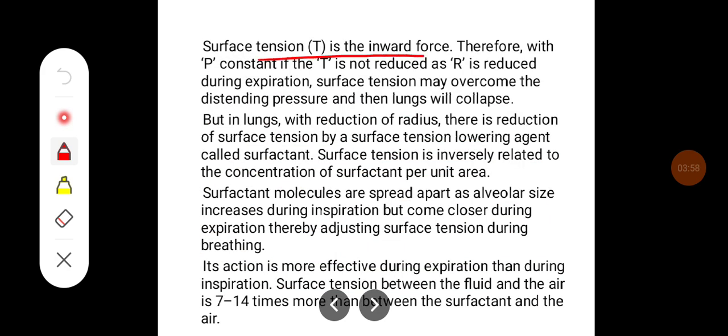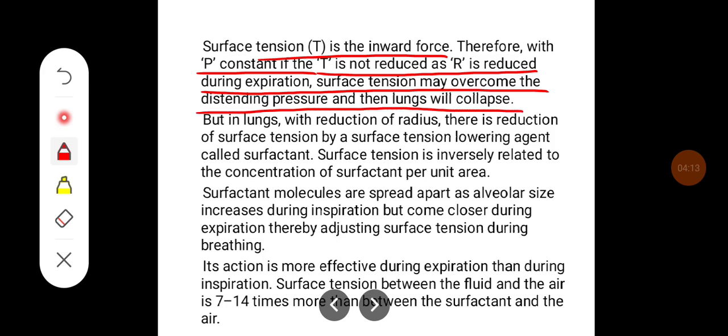Surface tension is the inward force. Therefore, with P constant, if T is not reduced as R is reduced during expiration, surface tension may overcome the distending pressure, and then the lungs will collapse. But in lungs, with the reduction of radius, there is a reduction of surface tension by a surface tension lowering agent called surfactant. Surface tension is inversely related to the concentration of surfactant per unit area.